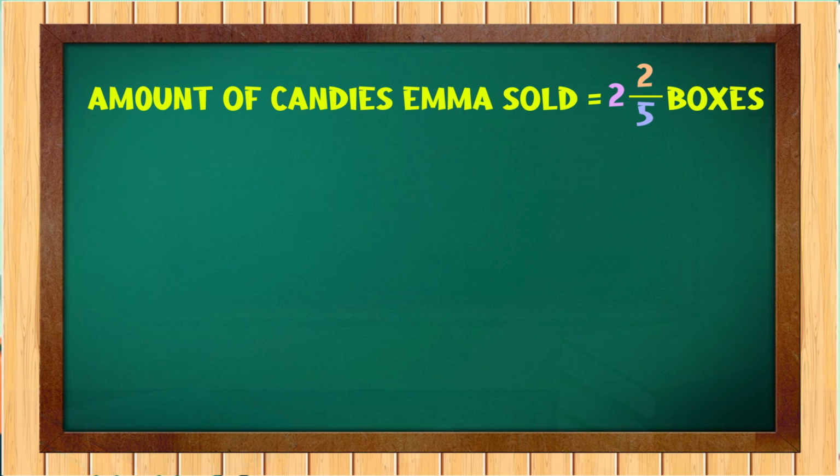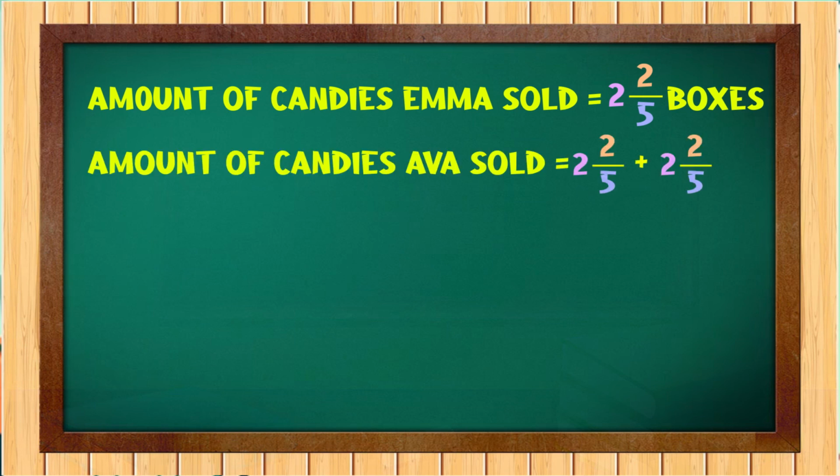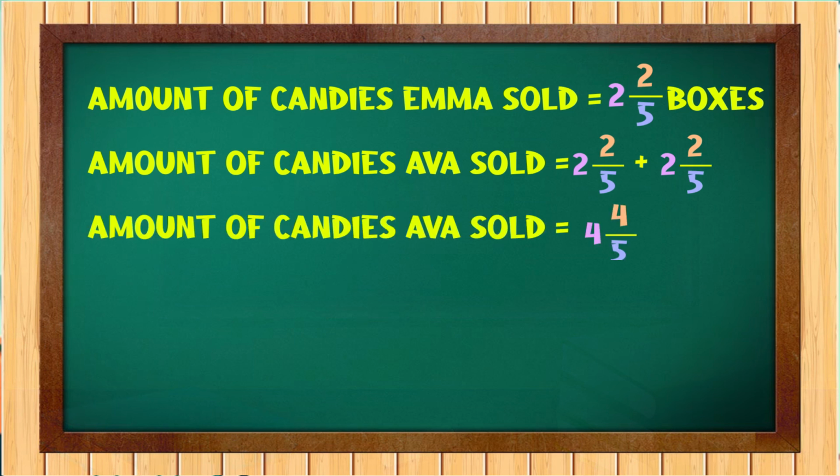But let's quickly add it. Because our denominators are the same, we will only add our whole numbers and our numerators. Whole numbers, 2 plus 2, 4. Numerators, 2 plus 2, 4. We have a total of 4 4/5. Therefore, the total amount of candies that Ava sold is 4 4/5 boxes.